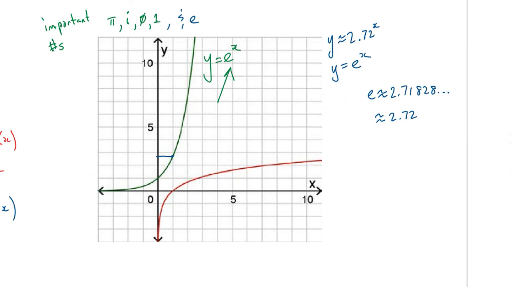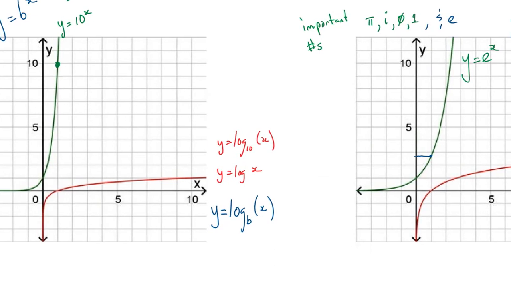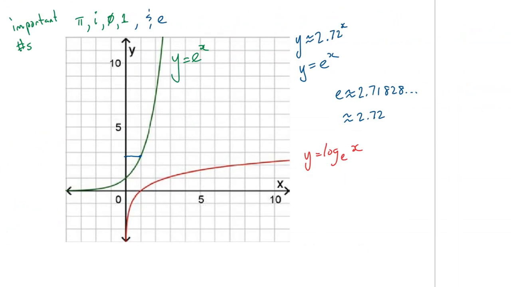That's approximately 2.72. And this is the graph of y equals log base e of x. Just like I rearrange this 10 to the x and log base 10 of x, or log of x, same thing: if this graph is y equals e to the x, its inverse is y equals log base e of x.